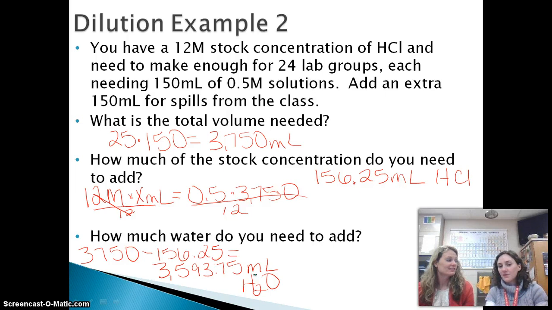You may have something similar to it in the future. Most of the time, if you're asked how much stock concentration you need, you'll also be asked how much water you need to make the entire thing.